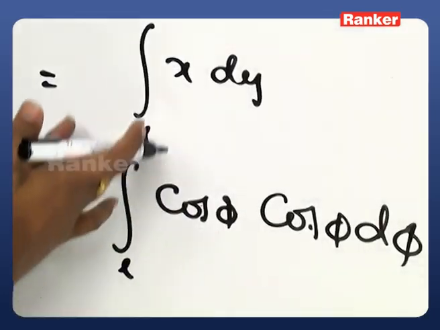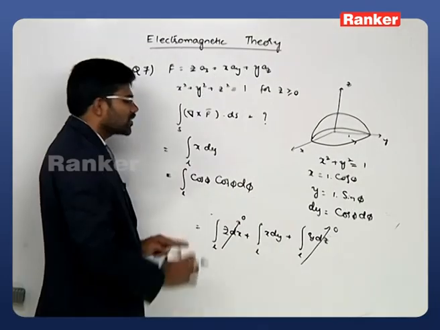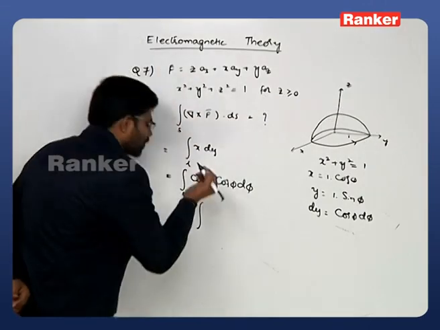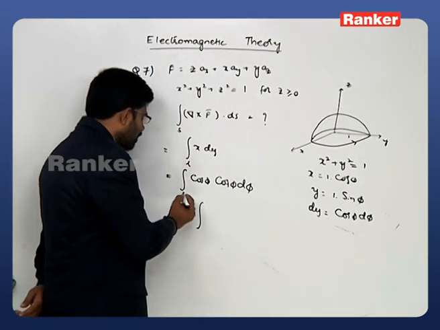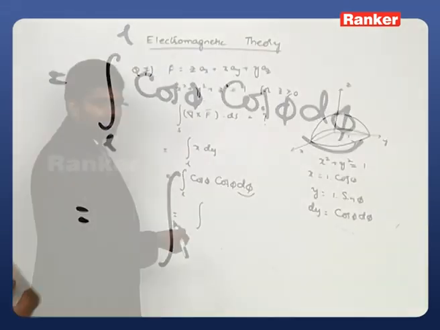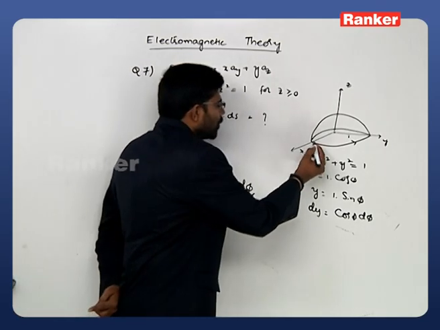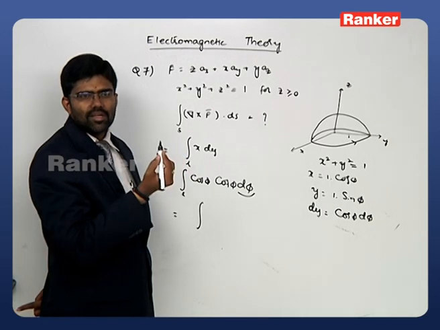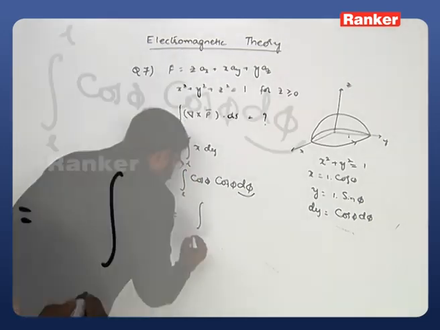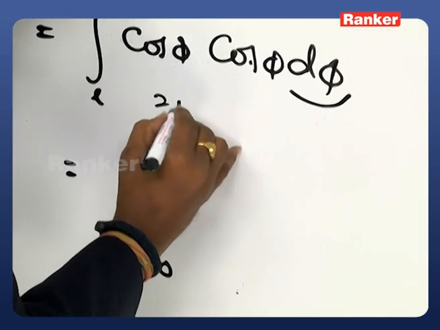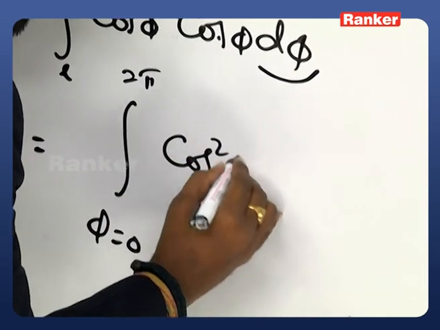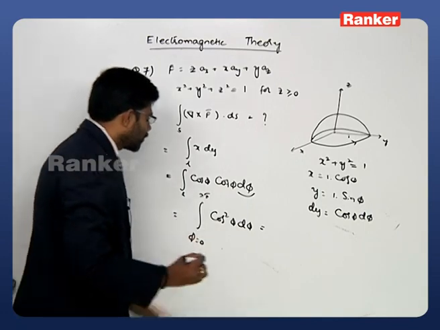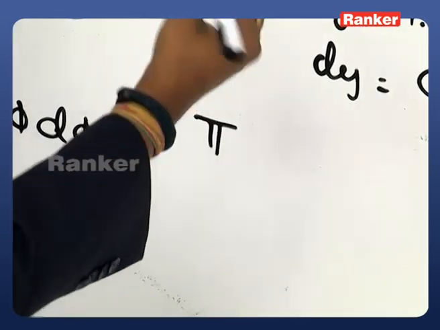What we got is a line integral of cos phi into cos phi, which is cos square phi d phi. Now I will substitute the limit. We are integrating with respect to phi, and phi is taken from 0 to 2 pi for the entire circle, the entire line we are considering. For the closed line, phi is considered from 0 to 2 pi of cos square phi d phi. Directly we have a relation for this one. The answer we get is pi.